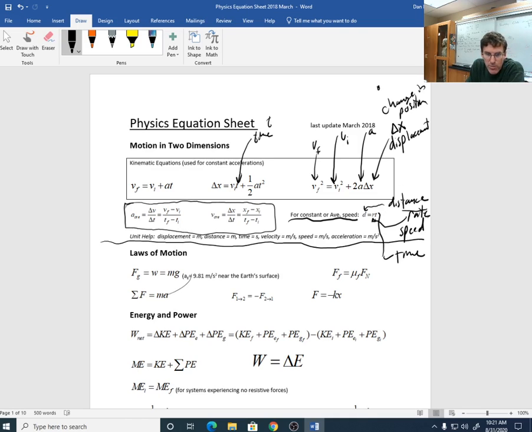And we have unit help. These are basically the SI units for these individual things. It doesn't mean it will be exactly what the problem's looking for. So displacement, you might need it in feet in a certain problem. But our standard SI unit is meters. Distance is meters. Time is seconds. Velocity is in meters per second. Speed is in meters per second. Acceleration in meters per second squared. And we'll get to all that.